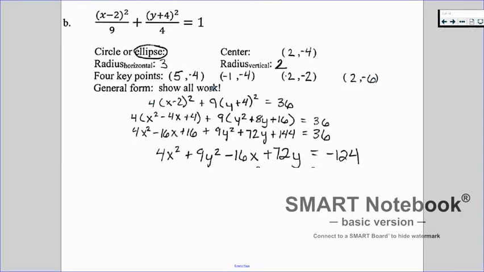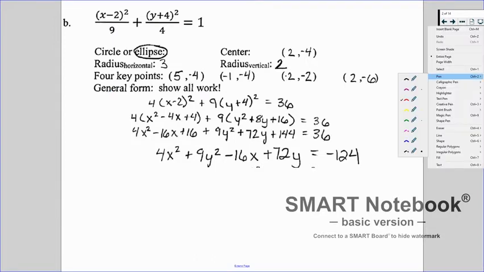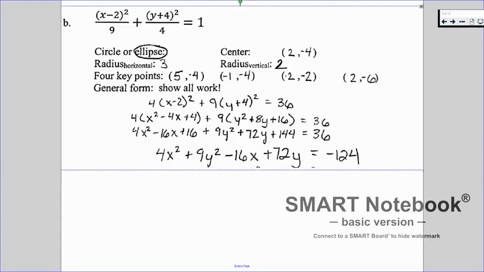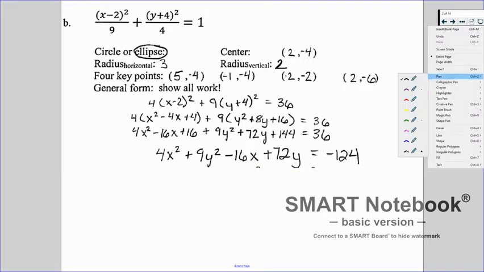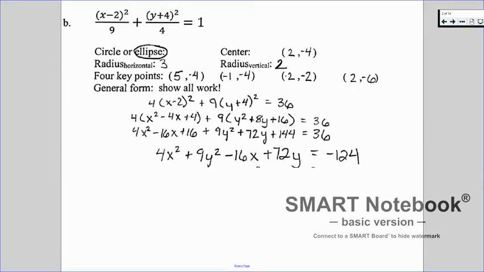Here we're going to multiply this out. So here the first thing I want to do is get rid of the fractions. In order to do that, what I want to do is multiply by something that both 9 and 4 go into. So I'm going to multiply everything by 36. And then what we notice is 36 divided by 9 ends up being a 4. So I have 4 times (x minus 2) quantity squared.